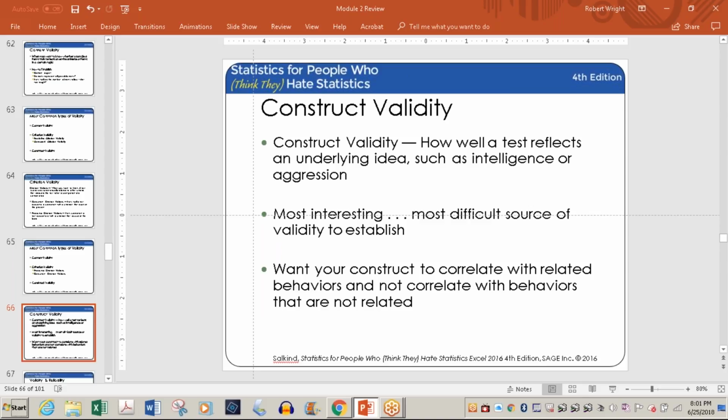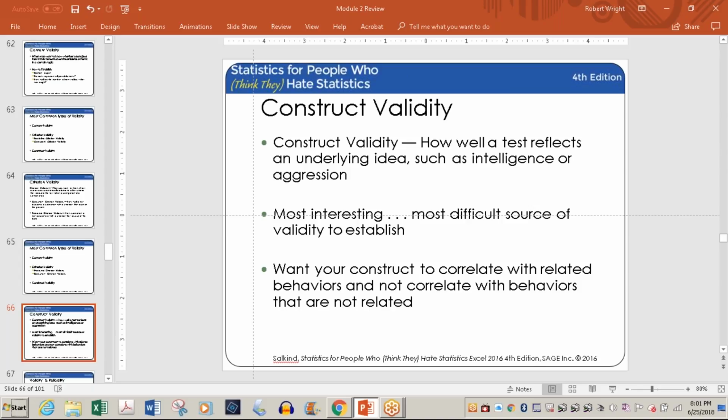Construct validity is how well a test reflects an underlying idea, such as intelligence or aggression. At least my version of the book had an example with an aggressive behavior test. People would take this survey, and then they would observe them out in real life to see whether they were passive or aggressive. If they scored real high on the aggressive test and then were out being antisocial and getting into road rages, you could be pretty sure your construct validity was pretty strong.